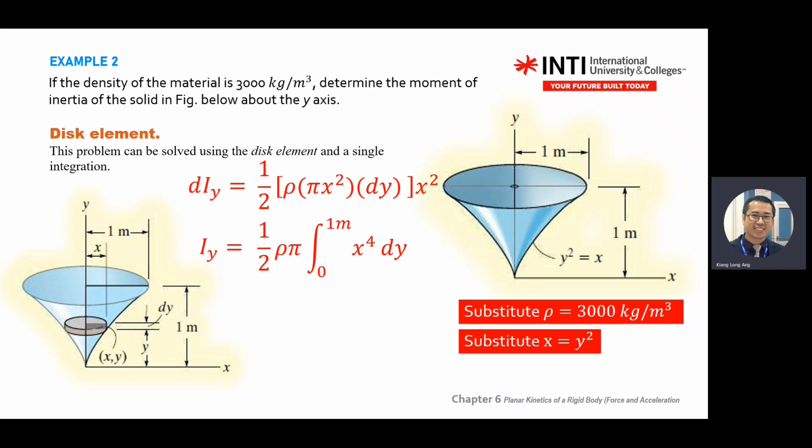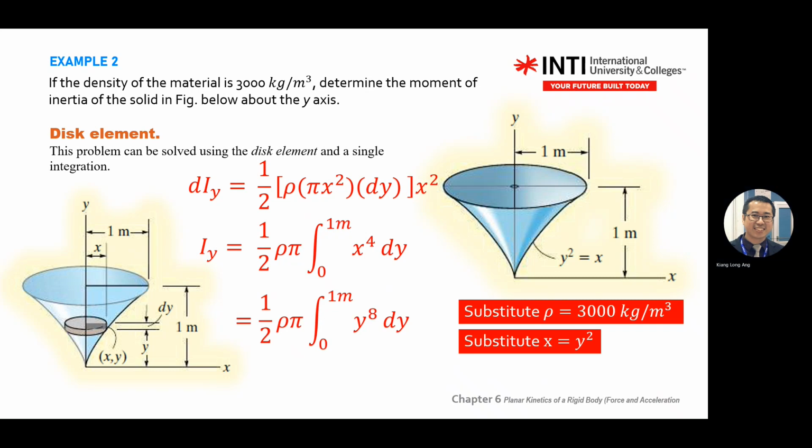Okay, we continue with the calculation. Pi you move out, rho you move out, x square, here, x power 4, dy. You have limit 0 to 1 meter. So at the end you get x power 4. You substitute x equal to y square, you get y power 8.